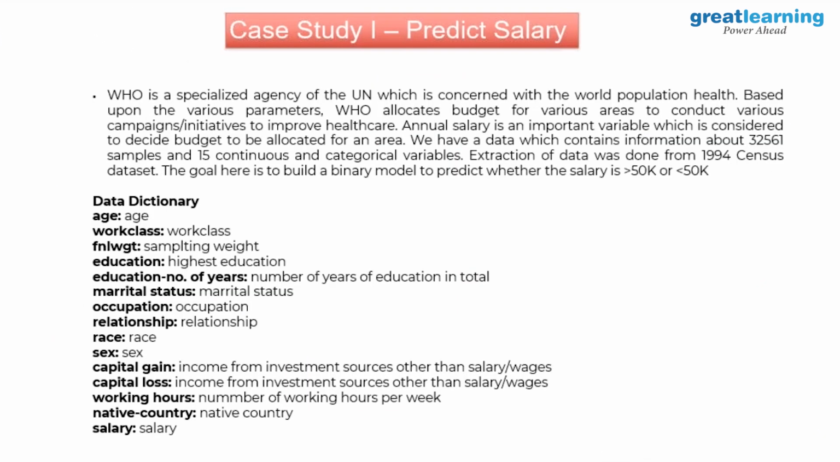This is a case study which I would be using. This is to predict the salary. Just 2 minutes we'll spend on what the data set is. WHO is a specialized agency of the UN which is concerned with the world population health. Based upon the various parameters, WHO allocates budget for various areas to conduct various campaign initiatives to improve healthcare. Annual salary is an important variable which is considered to decide the budget to be allocated for an area.